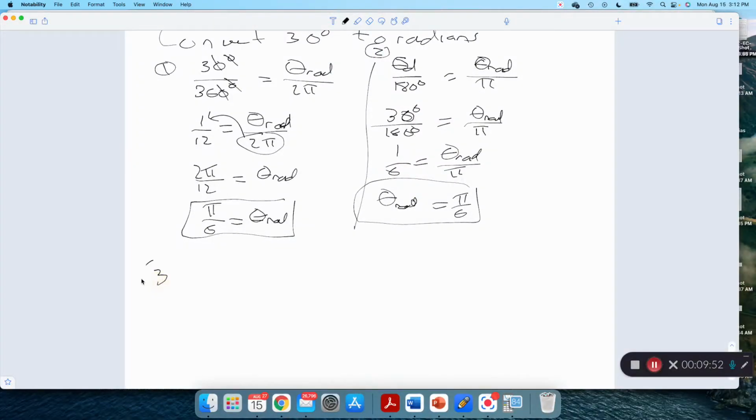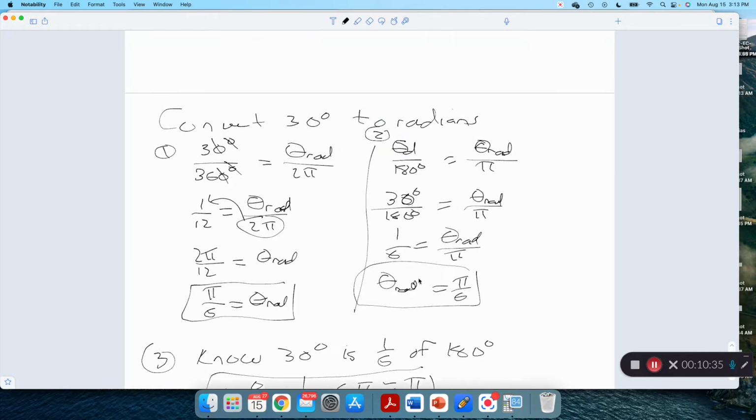Or, method 3, I could just use fractions. I know 30 is, for example, 1/6 of 180, because 30 goes into 180 6 times. So that's 1/6 of the way there. That means 30 degrees converted into radians would be 1/6 of pi, because I know 180 degrees is pi radians. That's pi over 6. And we're done.